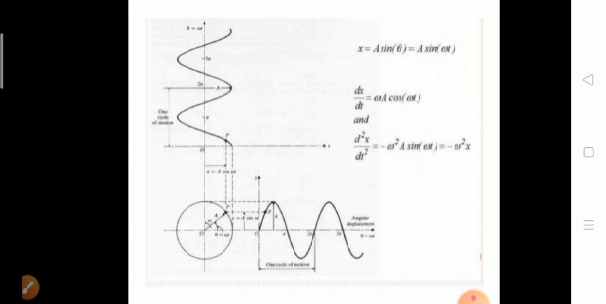And why are we studying simple harmonic motion right now? Because we have some assumptions to solve vibration problems. The first assumption is that the motion executed by the vibratory system is assumed to be a simple harmonic motion. We have to assume that, and after that we can solve the vibration problems. Okay, so this is the basic of simple harmonic motion.